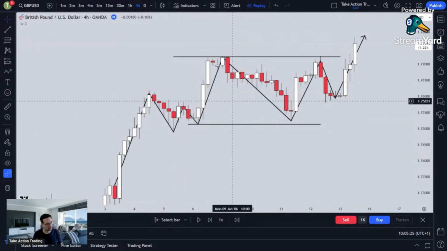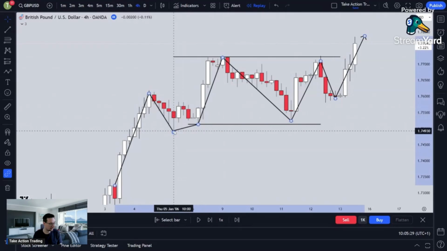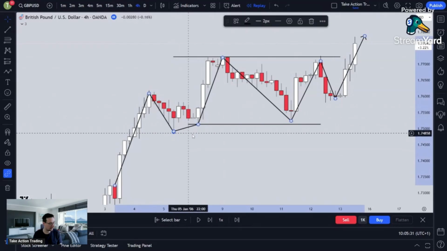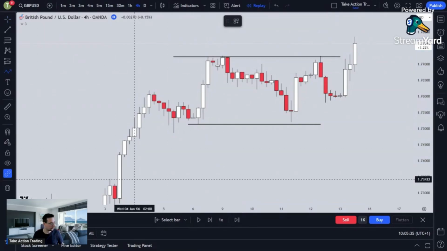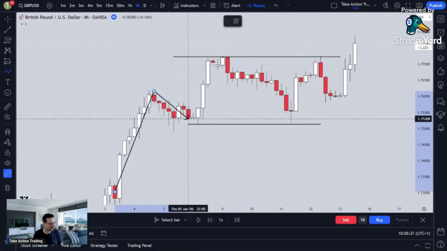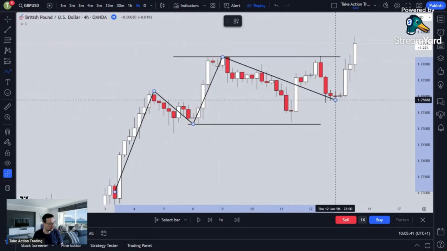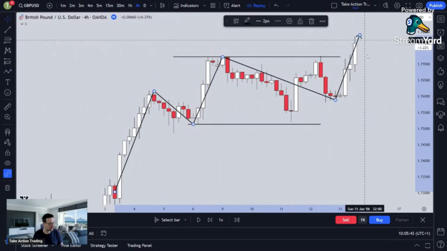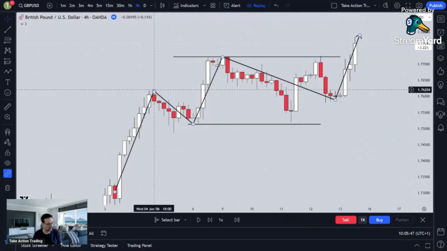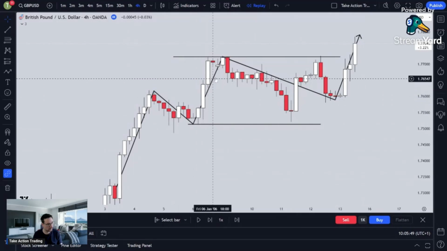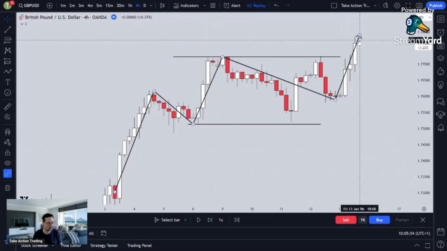Now, by drawing structure the way I drew it, I get to take this here and remove that. And this is terribly messy. Let me do it again. By drawing structure the way I drew it, I get to just do this. And that's so much cleaner because I've just got a higher high, a higher low, a new higher high, a new higher low, and a new higher high.